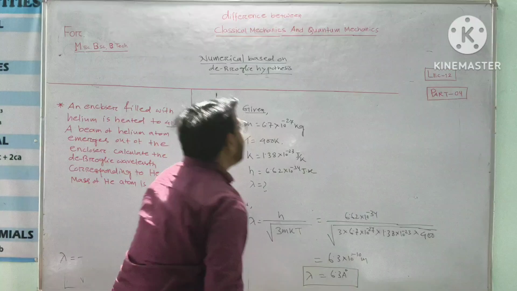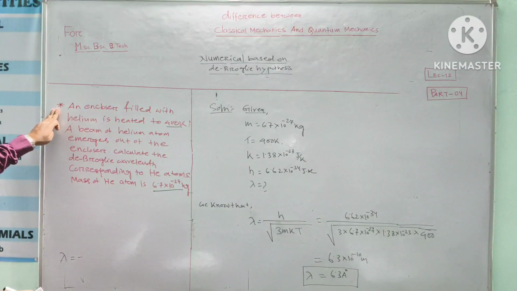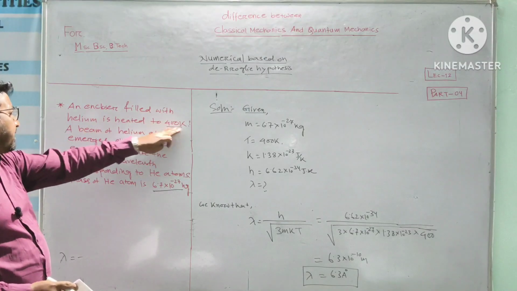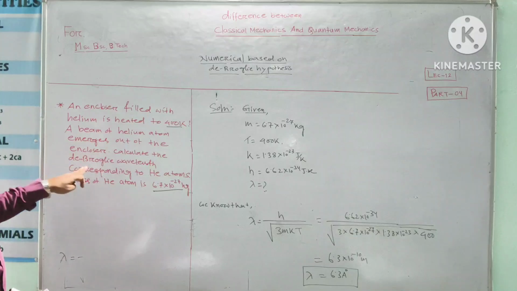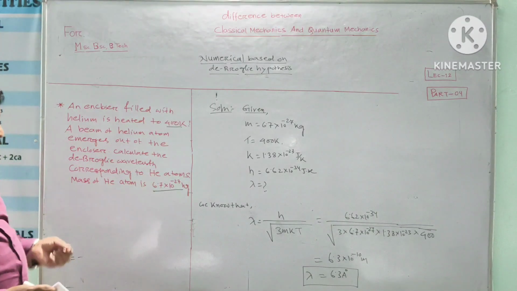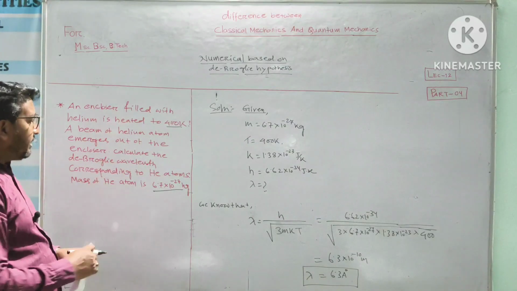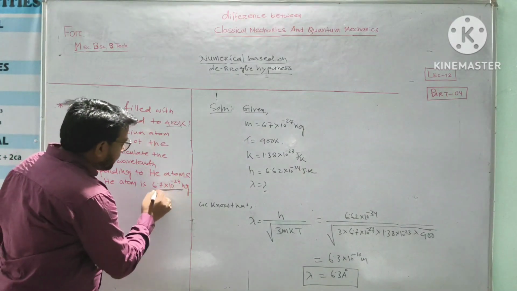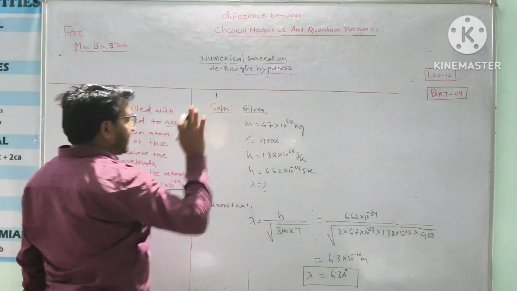Okay. For your better understanding, I am going to repeat it. The statement of this question: an enclosure filled with a helium atom is heated to 400 Kelvin. Okay. A beam of helium atom emerges out of the enclosure. Calculate the de Broglie wavelength corresponding to the atom, and mass of helium atom is 6.7 into 10 to the minus 27 kg. The given information of this question, mass is given already. So mass of helium atom equals 6.7 into 10 to the minus 27 kg.